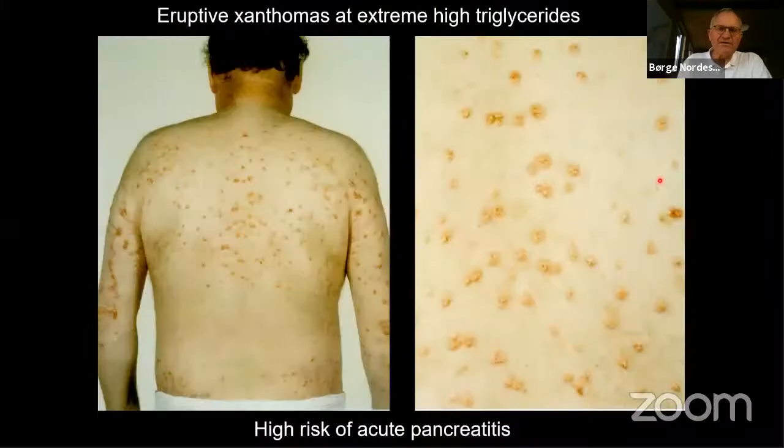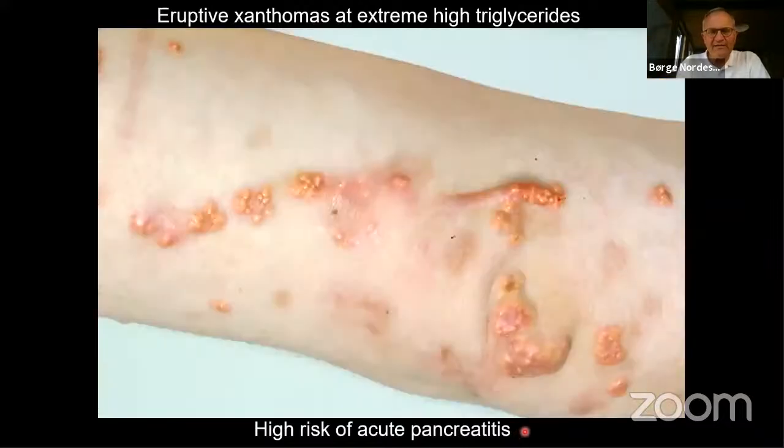And here's, of course, the extreme situation with eruptive xanthomas, as here on a patient I saw, which has high risk of acute pancreatitis. I'm sure many of you have seen these in your clinic. And here's a close-up of eruptive xanthomas. This is really chylomicrons, triglyceride-rich lipoproteins coming into the skin, causing local inflammation. And then you can envision the same situation happening in the pancreas. And then because there's lipase in the pancreas, maybe thereby causing acute pancreatitis.